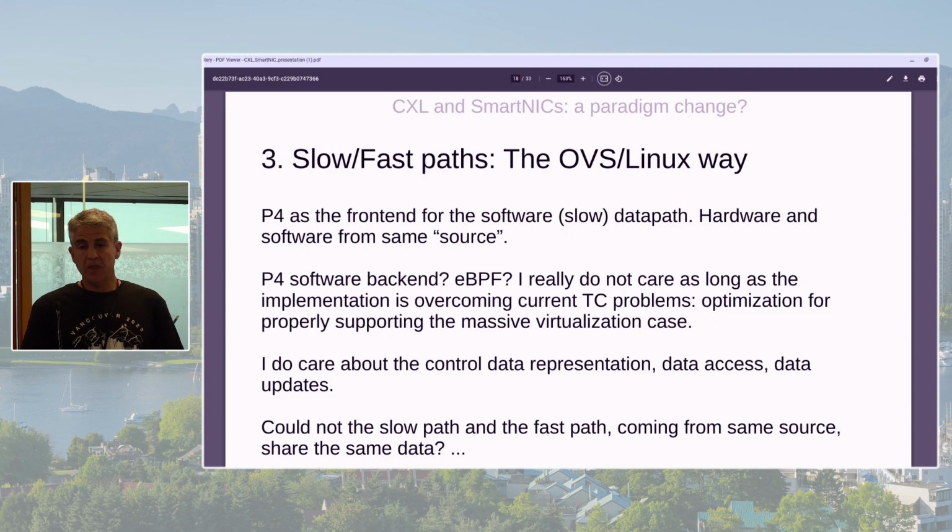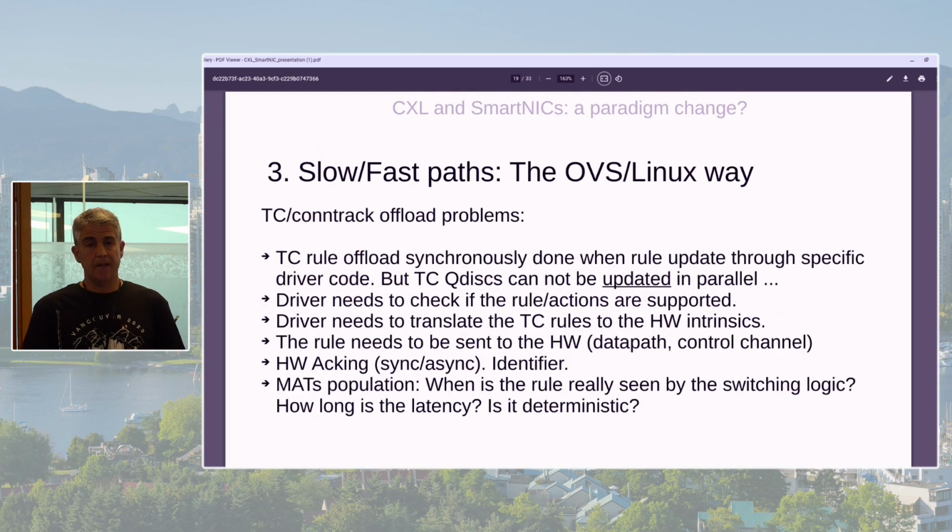Because if we believe in this P4 thing where it's going to be the same thing in hardware and software, then we use the same control data in one place, and we should just update once and avoid a lot of problems. So I'm going to give some hints about what I'm going to present with CXL.